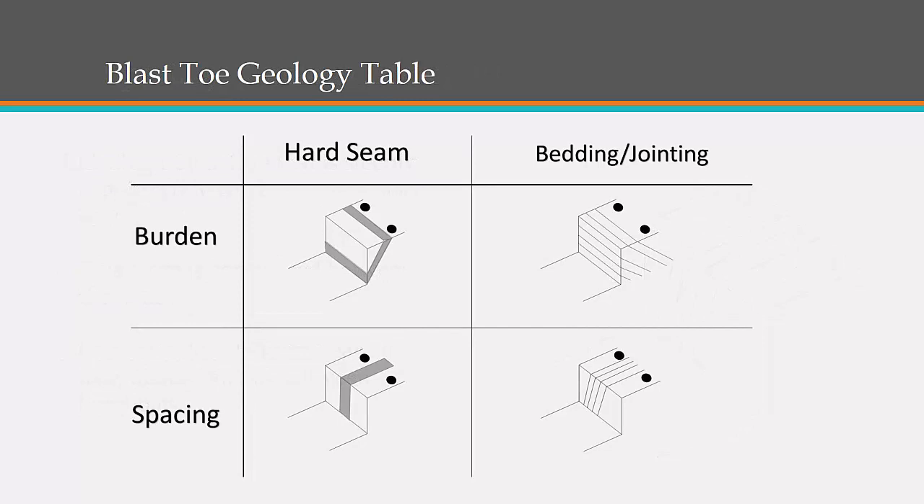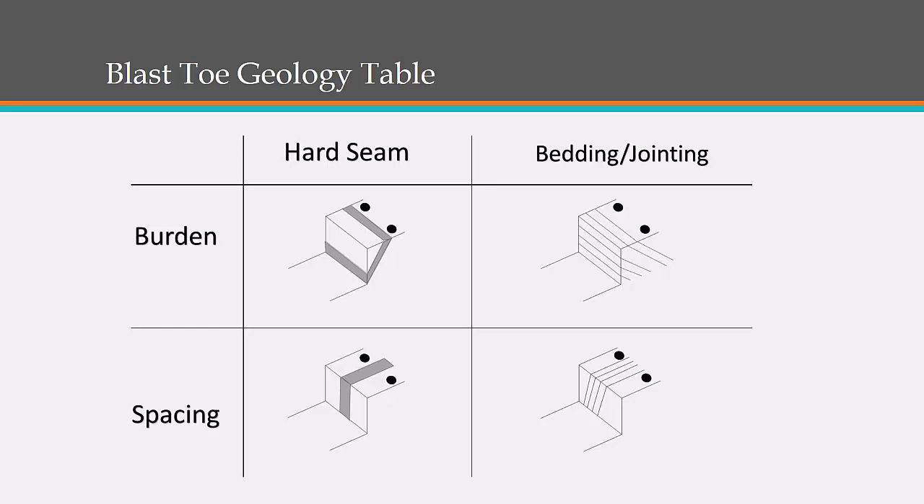And when we look at these, we can see this table, which is our blast tow geology table. On the top, we have either a hard seam or bedding and jointing, and then on the side we have burden or spacing. And with this, we can now quickly identify what our geology is that's causing tow problems and how we can adjust it. The way we do this is by looking and saying, well, we have a problem in the burden. So in order to accommodate that, we need to reduce our burden. Now that's going to cause us to maybe slightly reduce our spacing to account for that reduced burden and get proper borehole interaction.